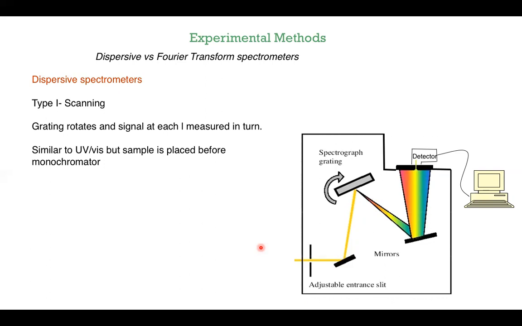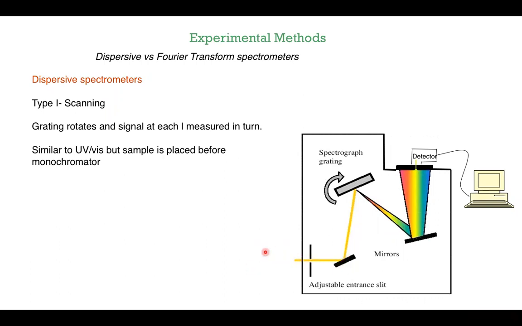So dispersive spectrometers, as opposed to capturing the whole spectrum in one go, they are scanning instruments, much like the workings of our UV-Vis spectrometer. So we have two types. We have a scanning type here, which is shown here. So this scans the different wavelengths which are absorbed by the sample.